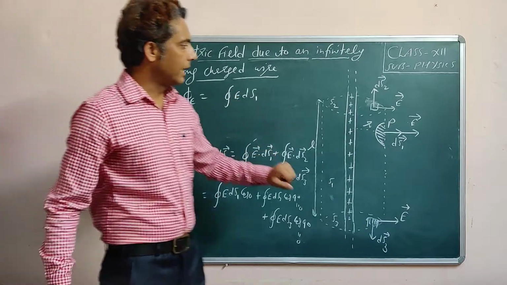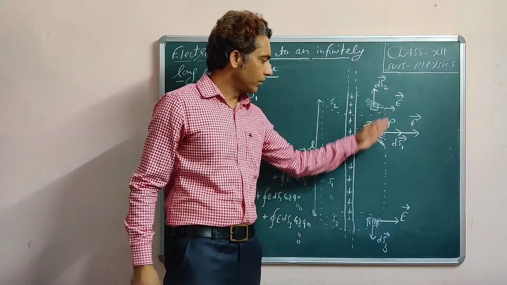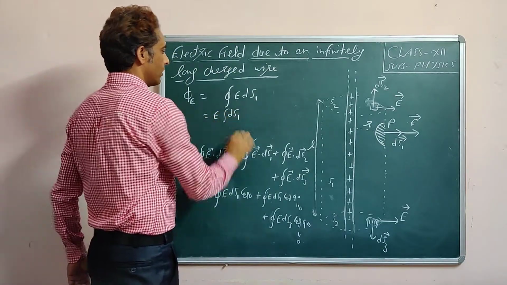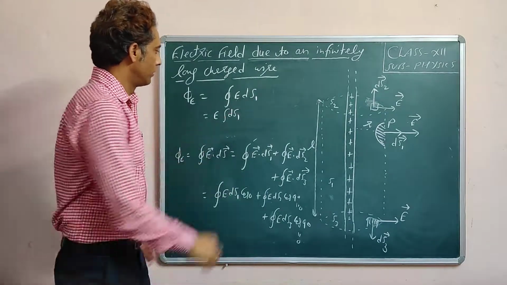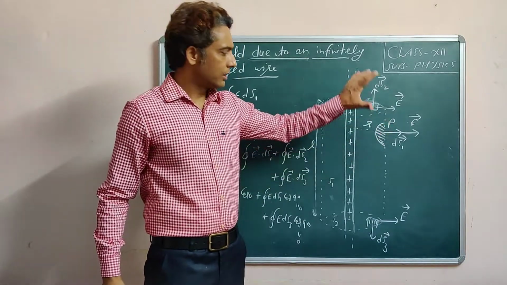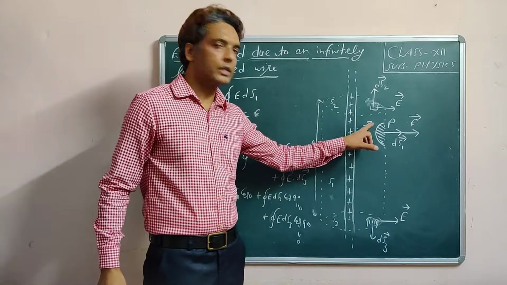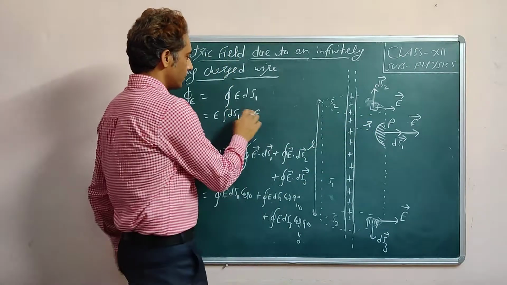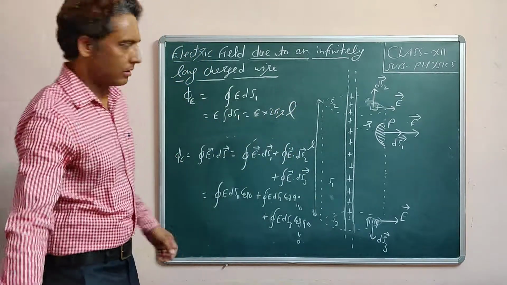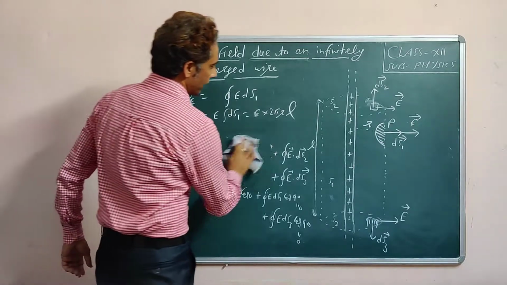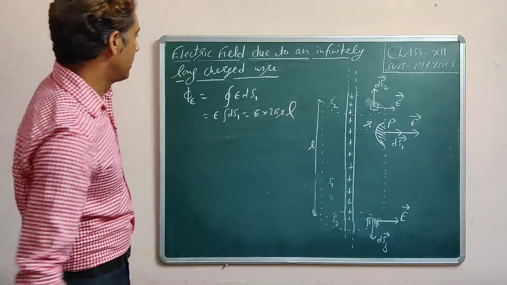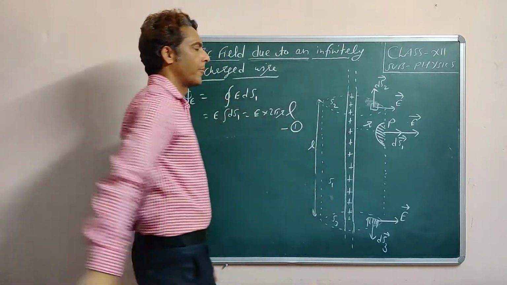Now since this E has same magnitude at every point of the curved surface, so we can take it outside the integral. Now this integral will be equal to the curved surface area of this cylinder, which is of length L and radius R. So this curved surface area will be 2 pi R into L. So this is the total electric flux through this Gaussian surface. So let me give this equation number 1.